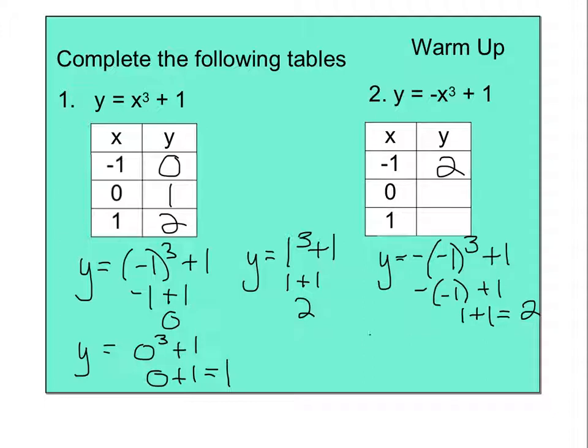Putting a 0 in, a negative doesn't affect 0, so it's just 0 cubed plus 1. And that is, again, 1. And then we put in the positive 1.